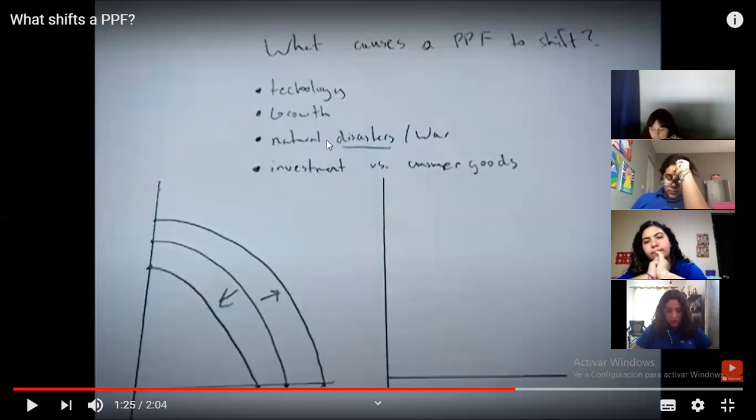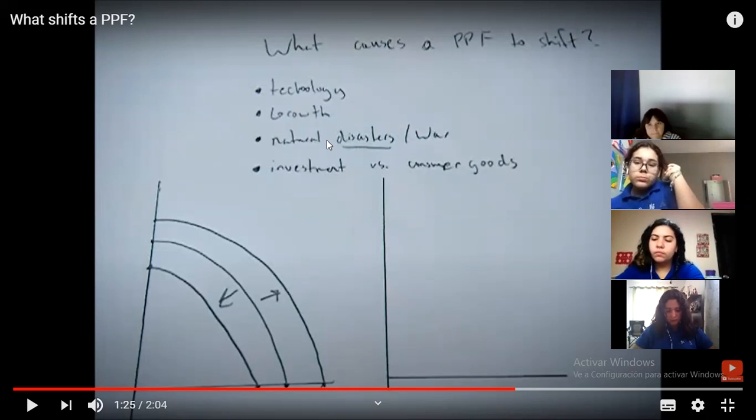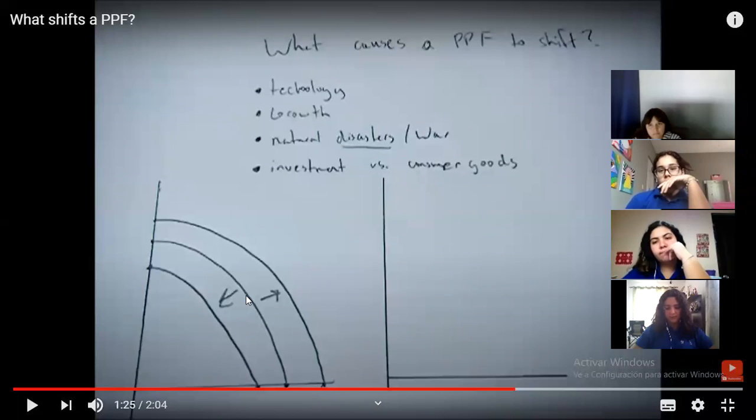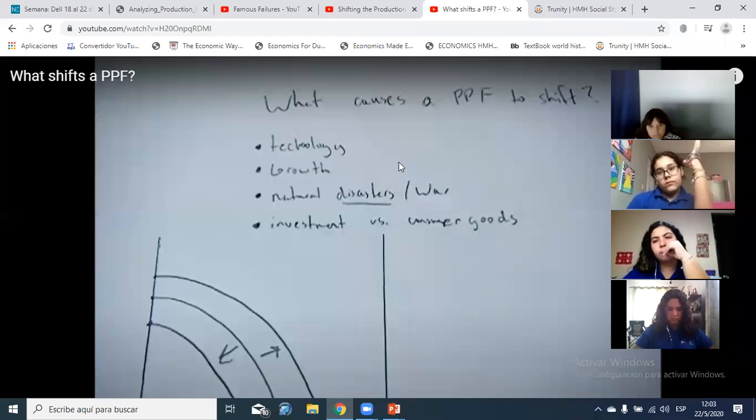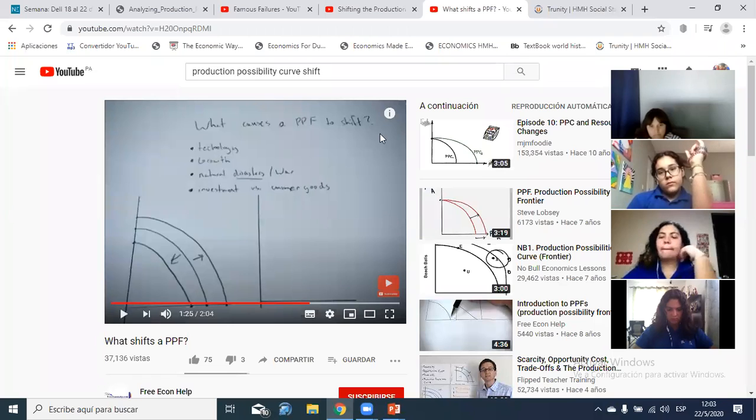Right now, it's not a natural disaster, but we are living a very particular situation because of the coronavirus. Now, the economy is in recession. Right now, the economy is not good. So it's recession, and that means this production possibility is going to move. Why? Because we are not getting enough resources to produce specific things. So you are going to move this curve from here to here because of that factor, the coronavirus, for example, okay? So that's basically what this video talks about.